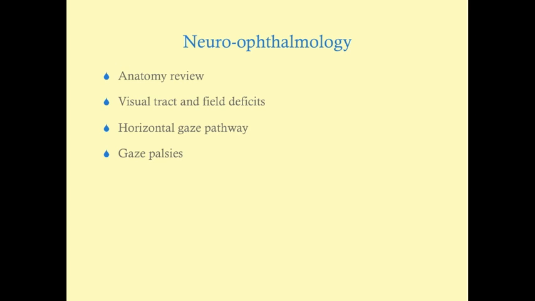Hello again, everybody. So we're going to talk about some select issues in neuro-ophthalmology. We're going to talk about the anatomy of the eye, as well as the visual tract pathway for receiving visual information and transmitting it to the primary visual cortex, as well as different lesions and the different field deficits that they can cause. We're going to talk about the horizontal gaze pathway, which has to do with eye movement, and then we'll talk about some of the gaze palsies, particularly abducens nerve and oculomotor nerve.